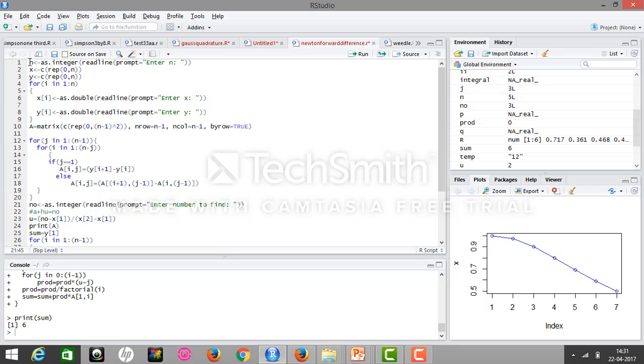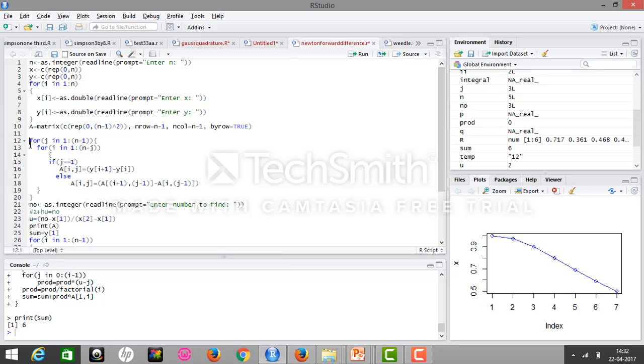Here we have taken n as the integer, that is the number of values we want to feed in our table. x holds the vector from 0 to n, that is the values that we can feed into the table, and y is the values that we will feed into the table. Then we have taken the for loop to take as input of x and y. Then we have initialized a matrix A.